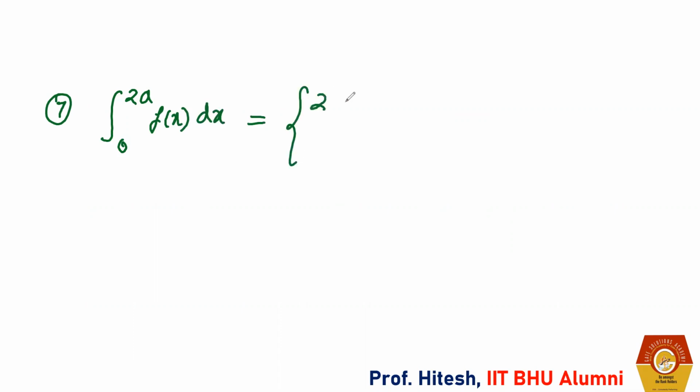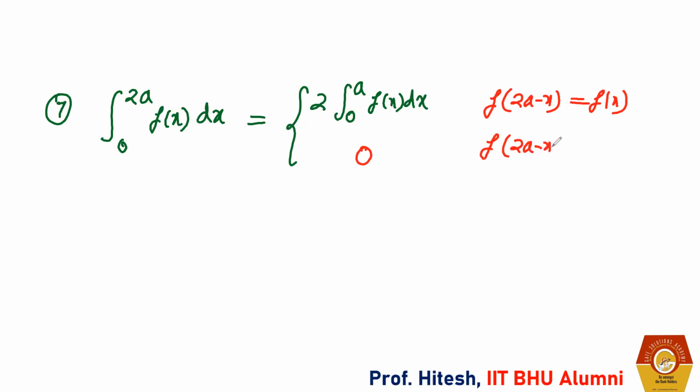It is 2 times integral 0 to a of f of x dx. ध्यान दीजिए. If f of 2a minus x is equal to f of x, and it is 0 if f of 2a minus x is equal to minus f of x. Understood? Write it down. You can prove it. You have to prove it.